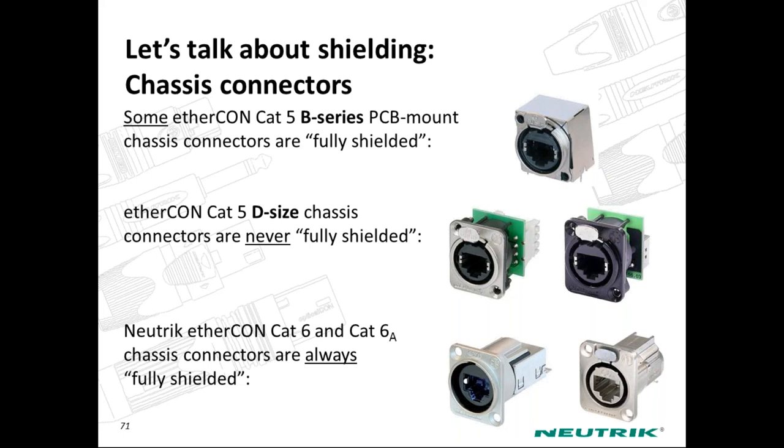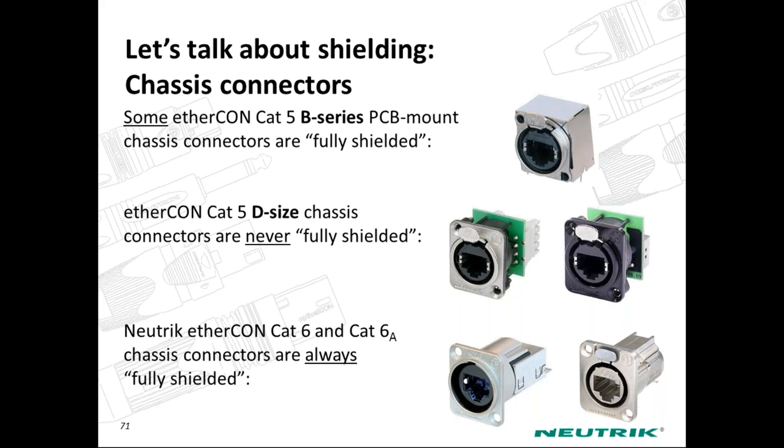These will always be shielded because the risk of interference becomes too high once we get up to these higher frequencies and higher data rates. The risk of interference is much lower when we're at the Cat5e style data rates, and that's why if you wanted a fully shielded connector for Cat5, the only time we offer it is for these PCB mount connectors, because those are going to fit inside a piece of active equipment. That active equipment might have a whole bunch of interference going on in it. So we want to protect the signal there. But again, out in a rack panel, it's really typically not an issue.